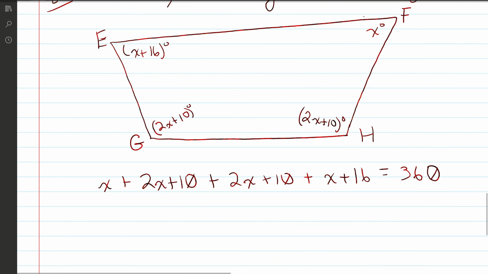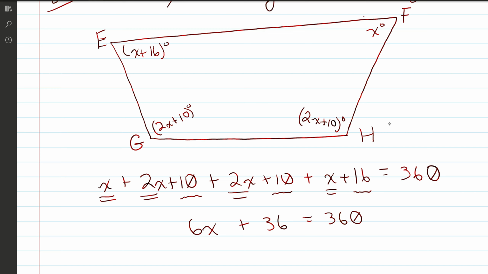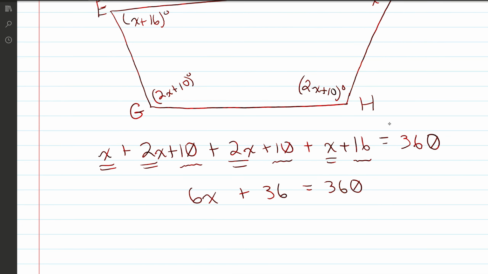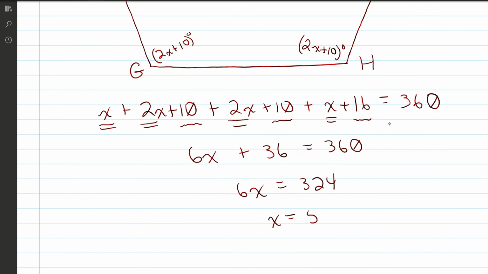Alright, just combining like terms a bit, the x, the 2x, and the 2x, and then that x. That gives me about 2, 4, 5, 6x. Other like terms are the constants, 10, 10, and 16. Give me 36, and as we stated, they add up to 360. Performing a little algebra, we get 6x equals 324, and then x is equal to 54 degrees. So we found what x was. That's all fine and dandy.